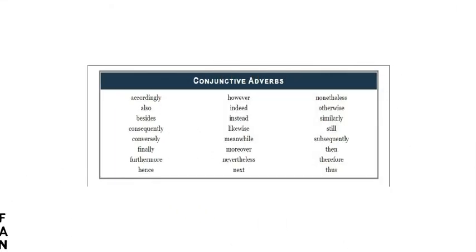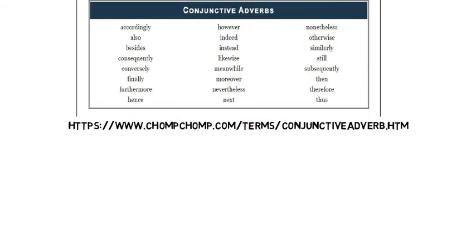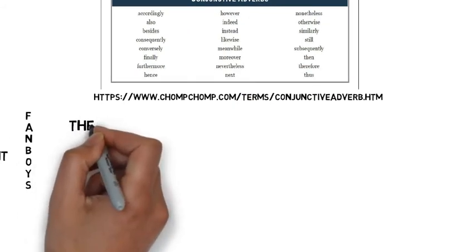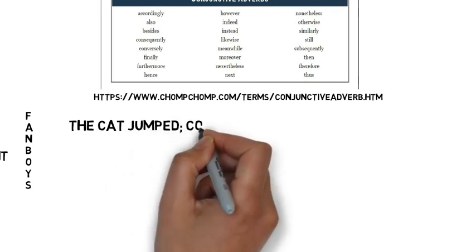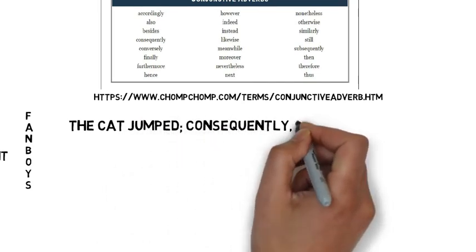Another way to join two independent clauses is to use a conjunctive adverb. When you do this, you must use a semicolon at the end of the first independent clause and a comma after the conjunctive adverb like this.